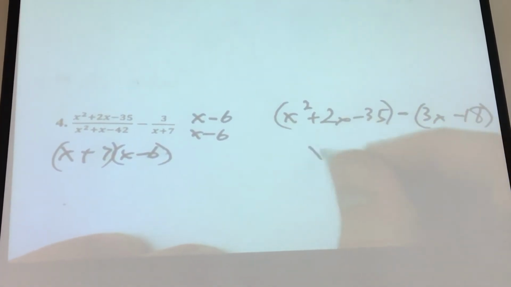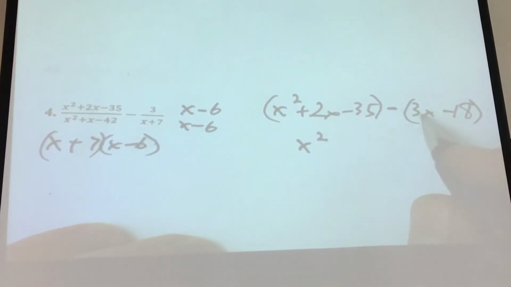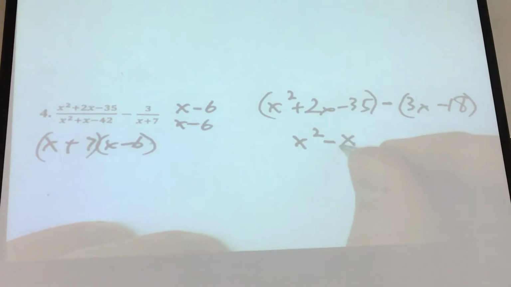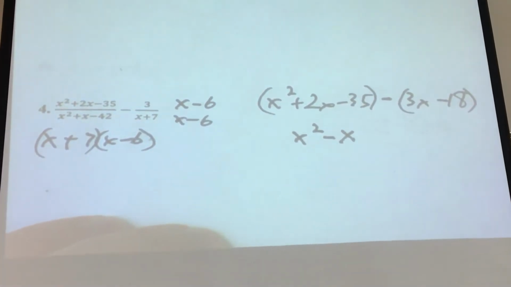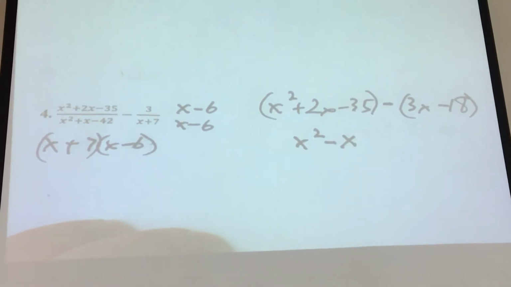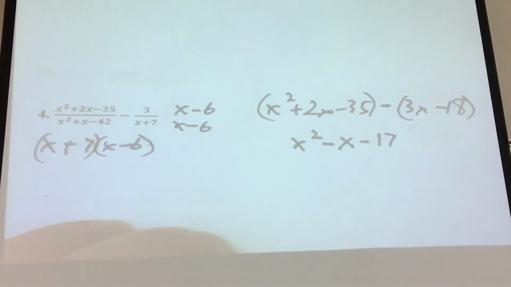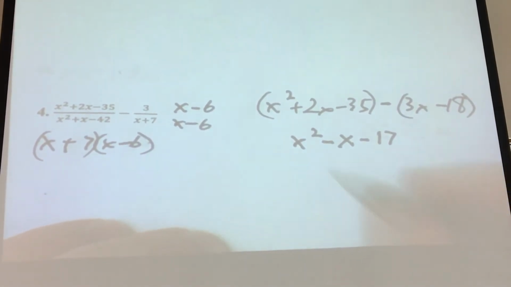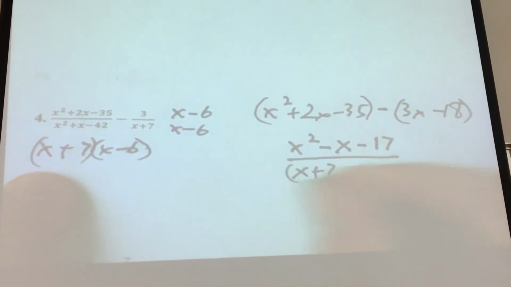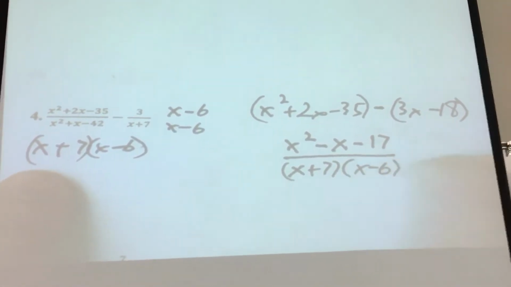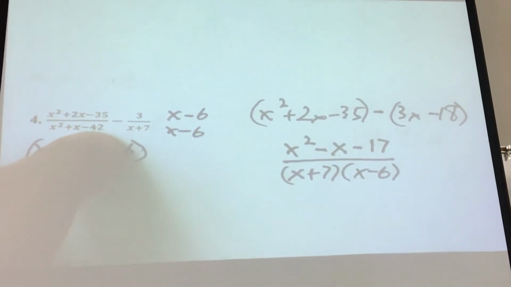The x squared won't change. 2x minus 3x will give me a minus x, and then a negative 35 minus a negative 18 is the same thing as negative 35 plus 18, which would give me a minus 17. Nothing's going to multiply to make negative 17 and add to make negative 1. So that's as far as that's going to go. And I can either put this in factored form, x plus 7 and x minus 6, or I can put it back into the original form of x squared plus x minus 42.